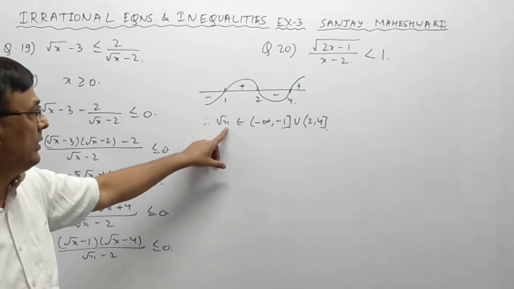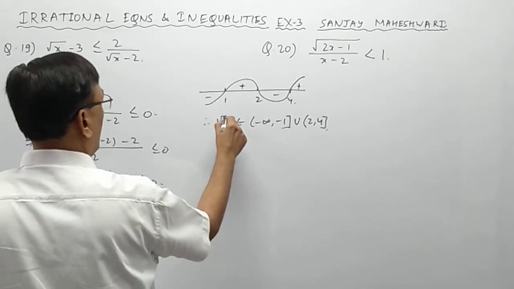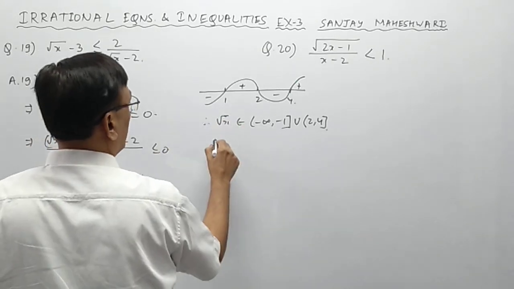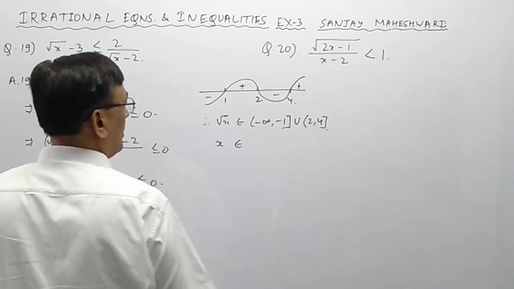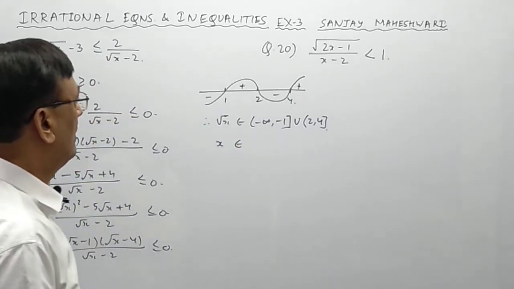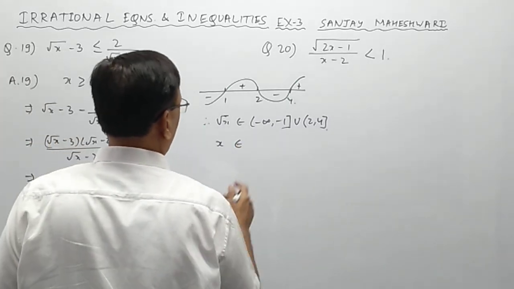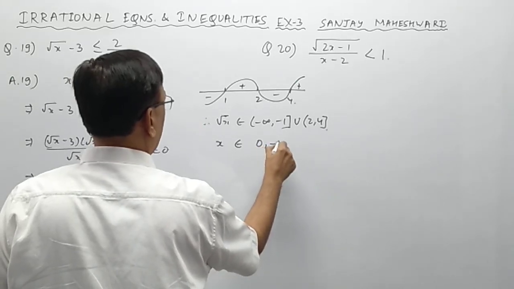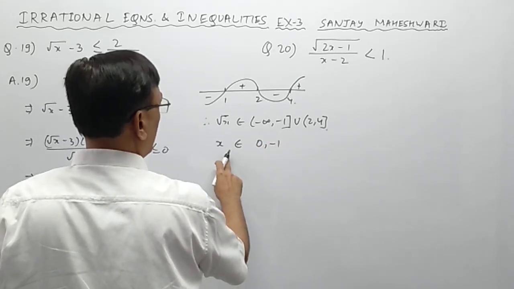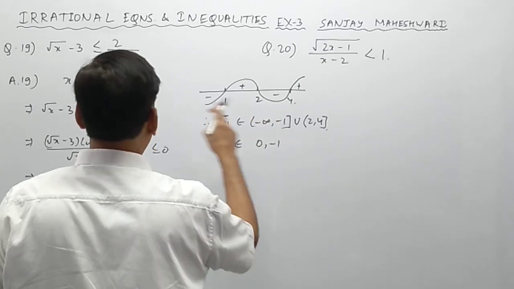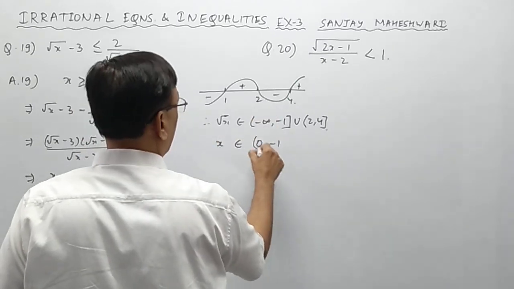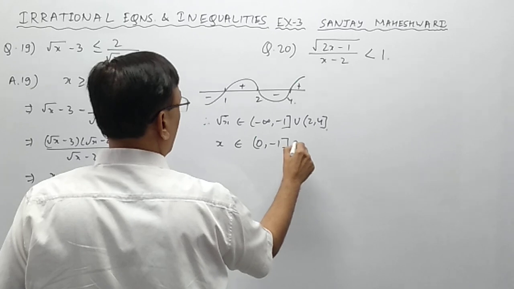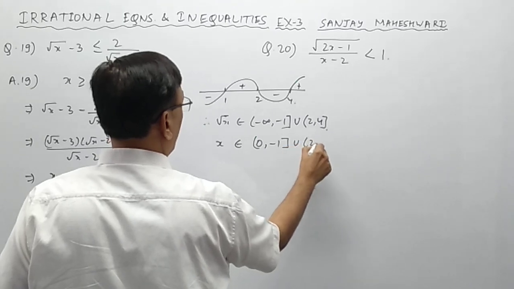Now this expression root x is either 0 or positive. Negative values are not there, therefore x belongs to 0 to 1, since it is always greater than or equal to 0. 0 is a solution, we have checked. Union 2 to 4.